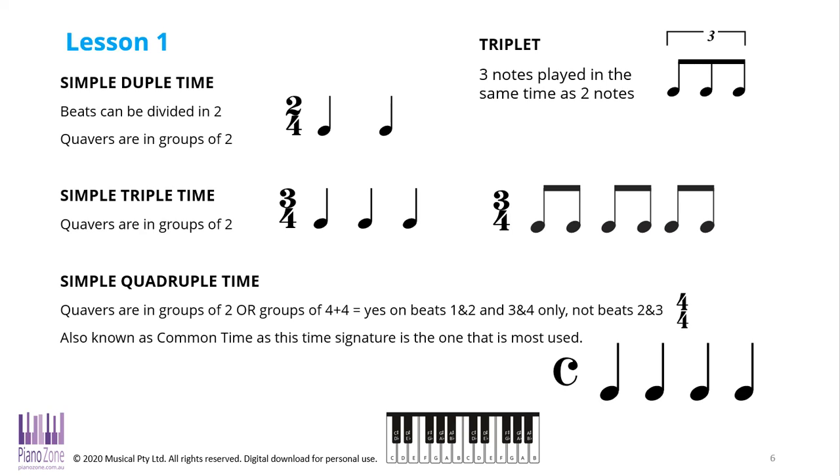The only time that there is an exception to this is when you see a triplet. A triplet is when we play 3 notes in the same time as 2 notes of the same type. If you see a triplet in a sheet of music and you have to work out the time signature, most of the time it will be in a simple time where there will be a 4 on the bottom.